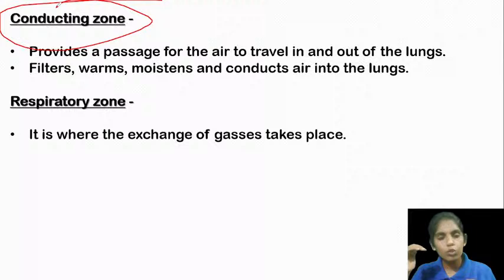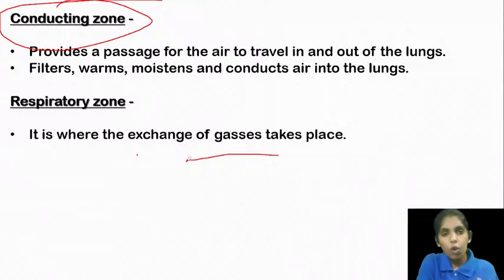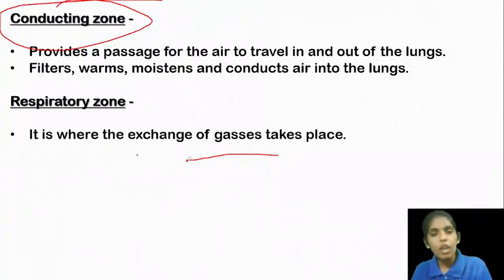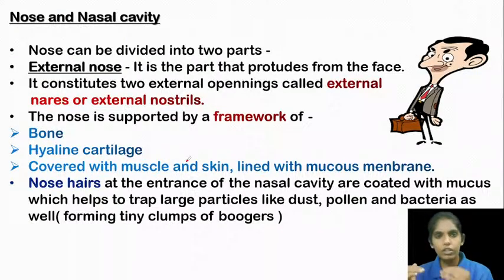Okay, from the nose to bronchi constitutes the conducting zone. Now the respiratory zone. It is the zone where the exchange of gases will take place. Gases means oxygen will enter into the blood circulation and carbon dioxide will enter into the alveoli of the lungs. So this exchange of the gases will occur in the respiratory zone, that is in the lungs. Now, let us discuss in detail about each part of the respiratory tract.